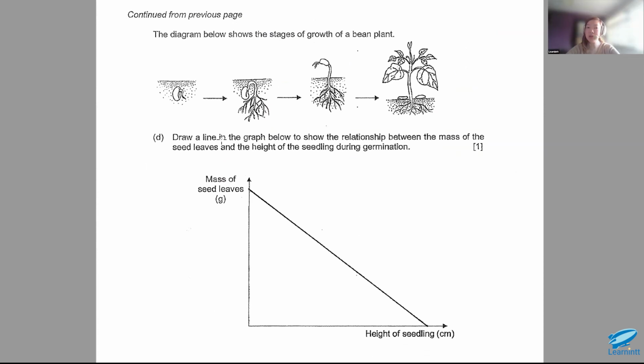Next, the diagram below shows the stages of growth of a bean plant. Question: draw a line in the graph below to show the relationship between the mass of the seed leaves and the height of the seedling during germination. Now let me use a real-life example to illustrate this.